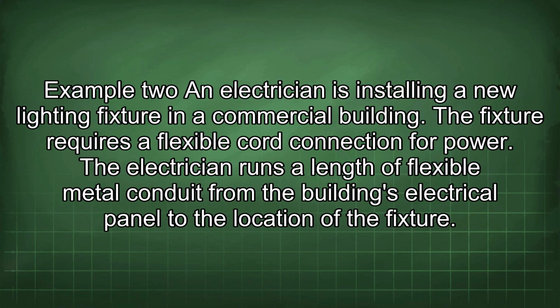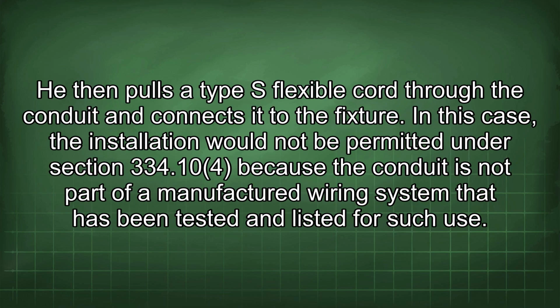Example 2. An electrician is installing a new lighting fixture in a commercial building. The fixture requires a flexible cord connection for power. The electrician runs a length of flexible metal conduit from the building's electrical panel to the location of the fixture. He then pulls a Type S flexible cord through the conduit and connects it to the fixture. In this case, the installation would not be permitted under Section 334.10 because the conduit is not part of a manufactured wiring system that has been tested and listed for such use.